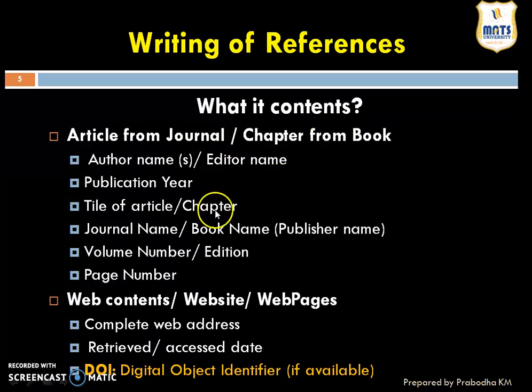The second most widely used reference material is web content, website or web pages. What should it contain? It should contain the complete web address, and second, the retrieved date or accessed date of that specific web content, website or web pages. We may also include the DOI, which is known as the Digital Object Identifier. We'll be elaborating on these things in the next slide.